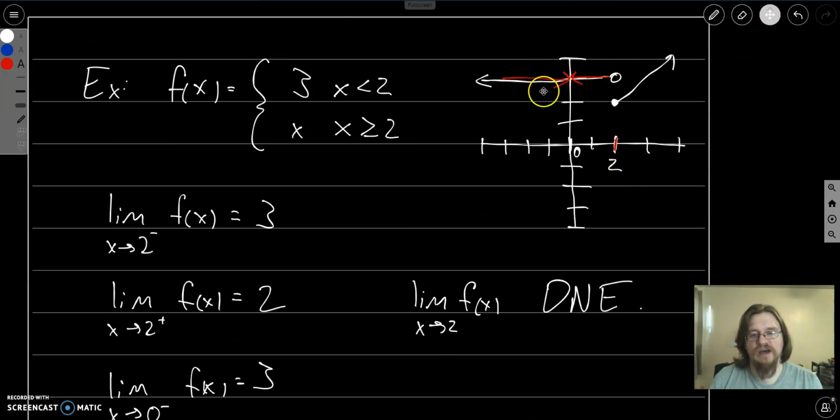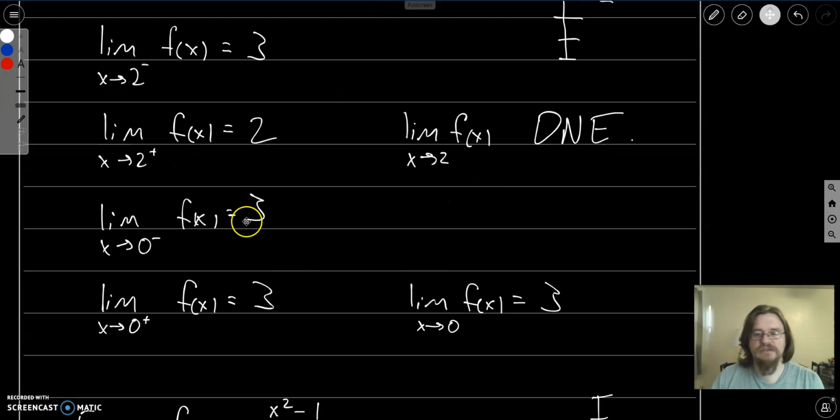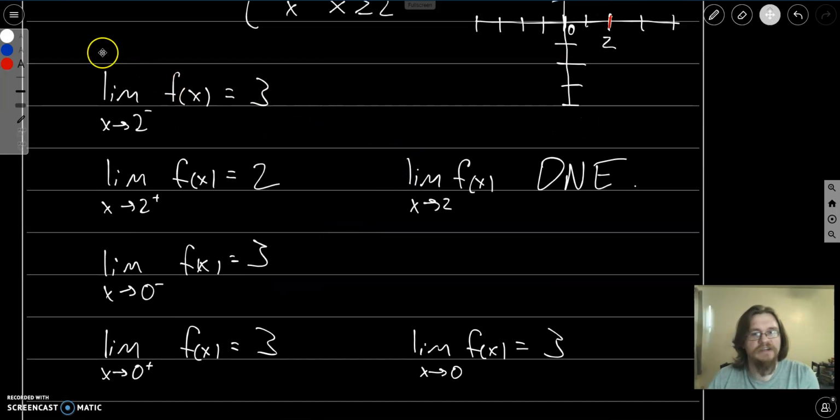So with limits, we're just looking at the function value as we come in from the left and the right. What does the function value get close to? Sometimes it gets close to 2 different things. Sometimes it gets close to the same thing. And I think I'll stop here and continue in the next video.